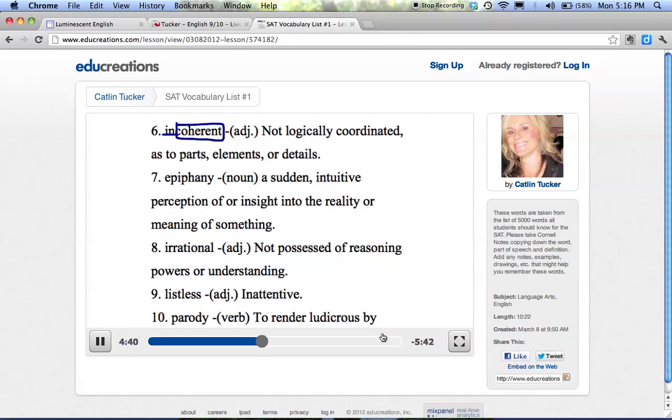Number 7 is epiphany, and an epiphany is a sudden realization. They define it as a sudden intuitive perception or insight into the reality or meaning of something. But it really is just a sudden realization about the truth of something.